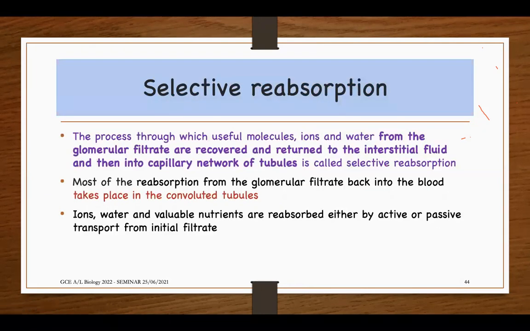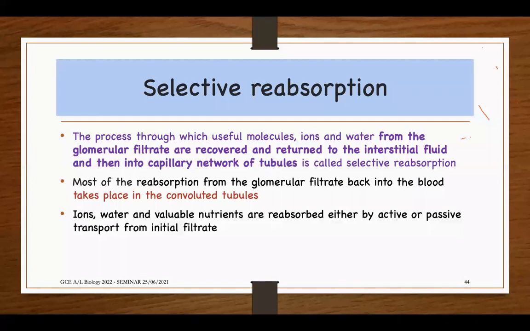Then selective reabsorption. This is what I told you takes place in the PCT and DCT, the process through which useful molecules, ions and water from the glomerular filtrate are recovered and returned to the interstitial fluid and then into the capillary networks. Simply, whatever was useful but couldn't be held back, because the filtrate goes through the pores, all these simple things like glucose and amino acids get into the glomerular filtrate. In the proximal and distal convoluted tubules, these things will be taken back into the interstitial fluid and then into the blood vessels, because those things are not to be removed as urine. Those things are needed by the body, so they will be taken back. Simply, things like glucose and amino acids will be taken back into the blood.